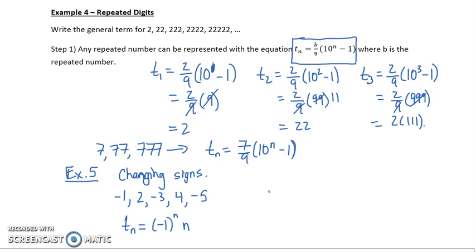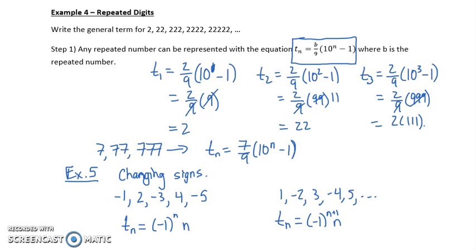Now, if instead the situation was 1, negative 2, 3, negative 4, 5, etc., think for a second what it would be. We end up getting negative 1, but you can't raise it to the nth, because if you put it to the power of n, and the first term is n equals 1, then negative 1 to the power of 1 is going to make it negative. So we either have to go plus 1 or minus 1 in that exponent in order for that to happen. In this case, we could write n plus 1 in the exponent.